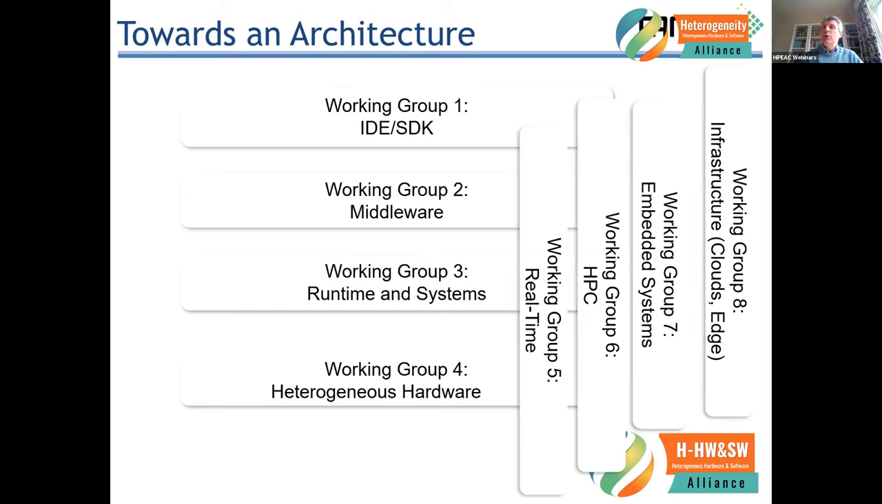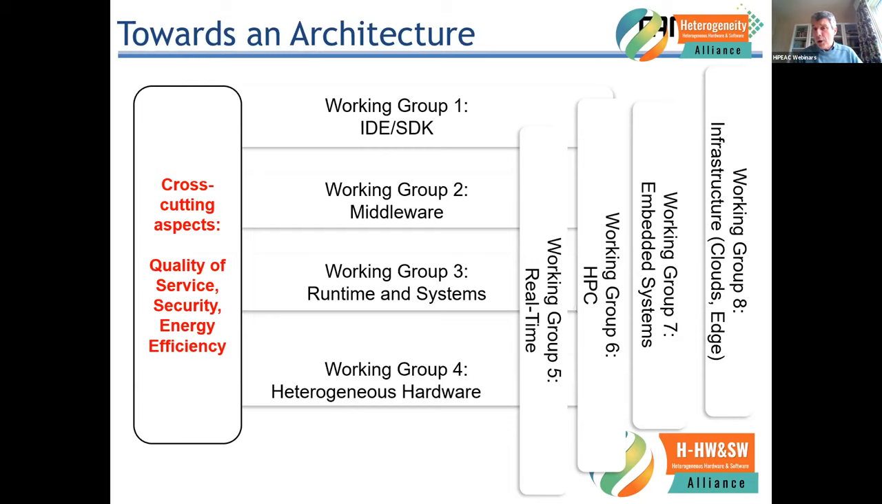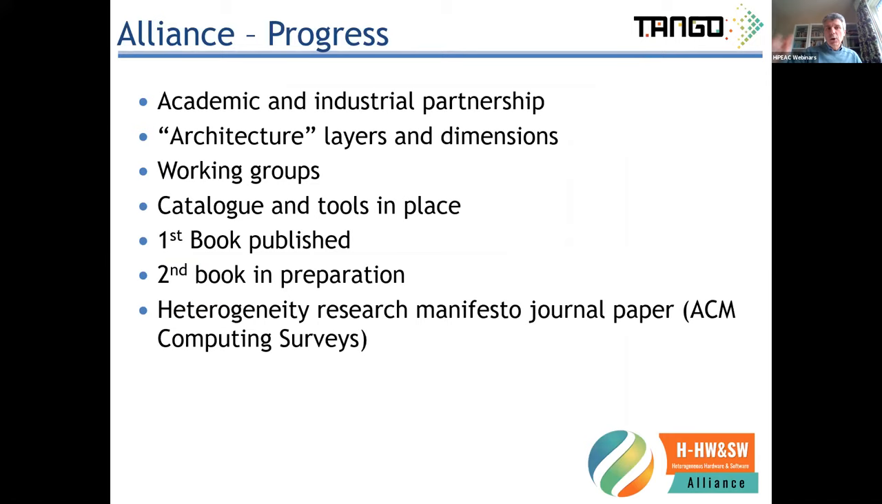So we ended up again with eight working groups in place that will look at exploiting a top-down architecture in the context of this heterogeneity. Other aspects that will be of interest to everyone are security, energy efficiency, performance, and the rest. But we expect that all these will be addressed not only vertically but also horizontally.